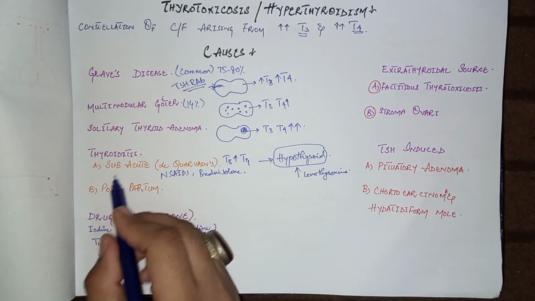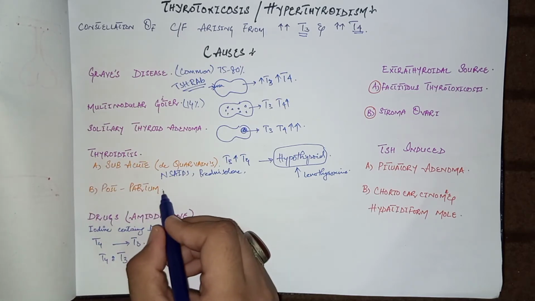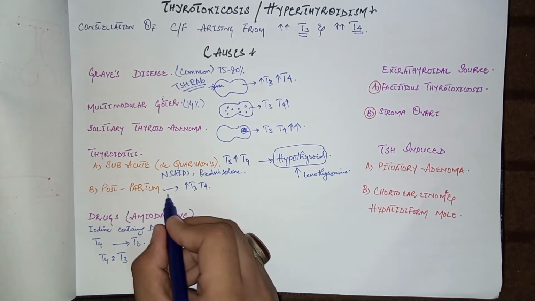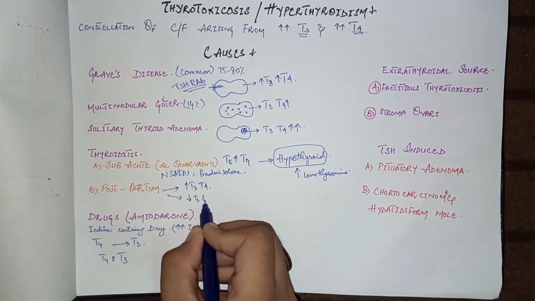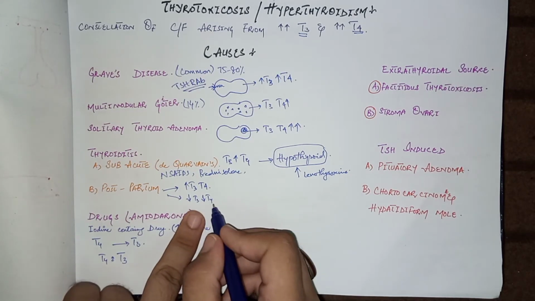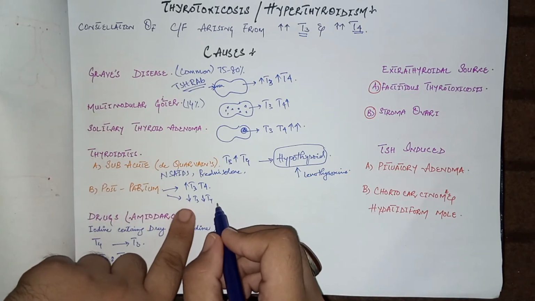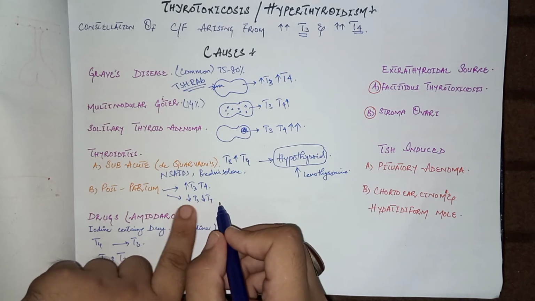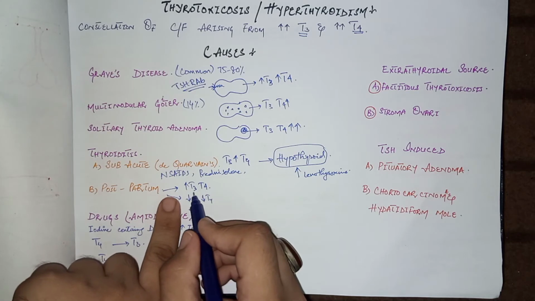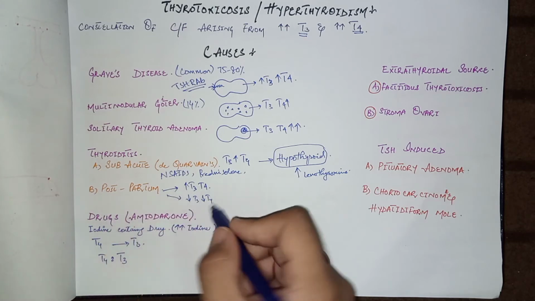The other type of thyroiditis is postpartum thyroiditis. There may be increased T3 and T4 levels after the delivery of the baby, or it may lead to decreased T3 and T4 levels. Decreased T3 and T4 levels, that is hypothyroidism, is because autoantibodies are formed in the mother against the peroxidase enzyme. But in some cases there is overproduction of T3 and T4, which leads to hyperthyroidism, which is called postpartum hyperthyroidism.